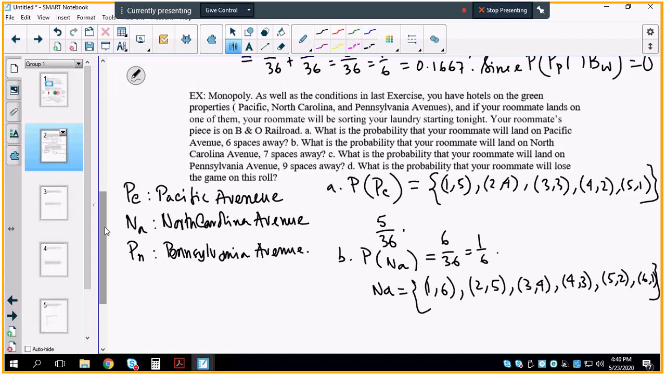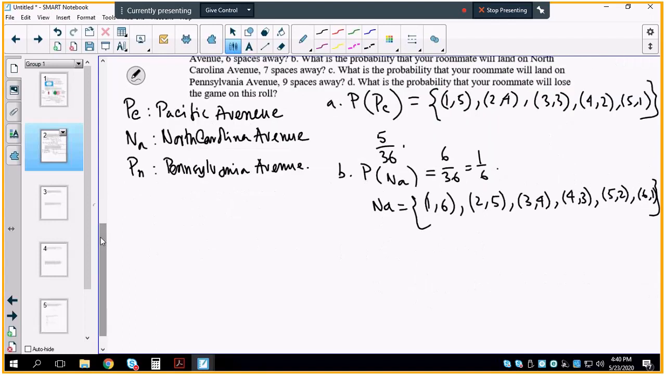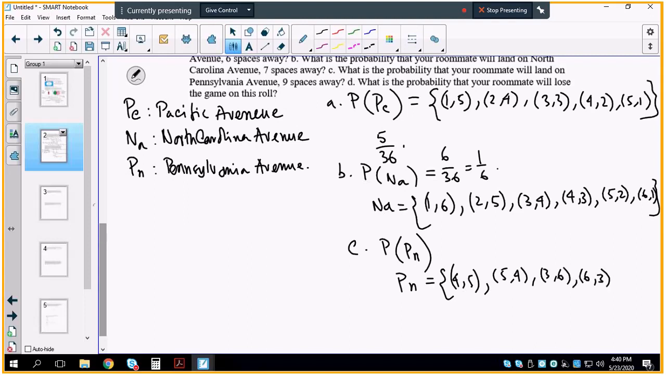And finally, I want to find the probability that your friend is going to land on Pennsylvania Avenue. So probability, this is my notation for Pennsylvania Avenue. Pennsylvania Avenue, as per the problem, is 9 spaces away, and the way to get a 9 as a sum, you will expect to get a 4 and 5, or 5 and 4, a 3 and 6, and a 6 and 3. So there are 4 of them, so this probability is 4 over 36. Someone can say that this is 1 over 9.